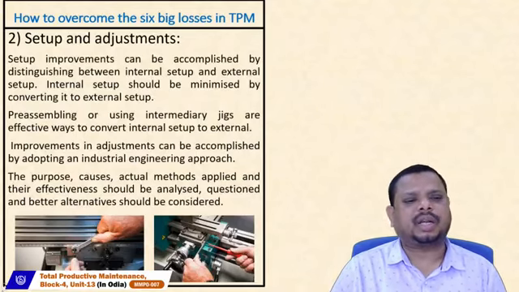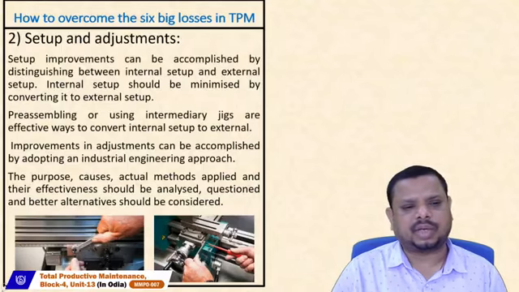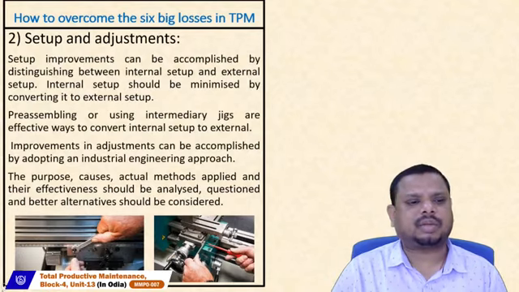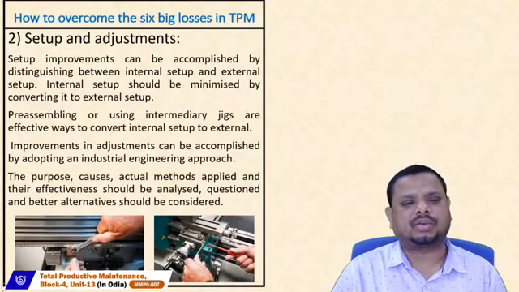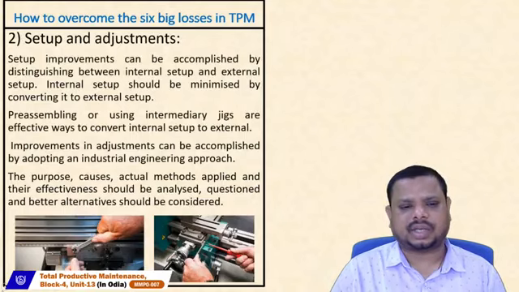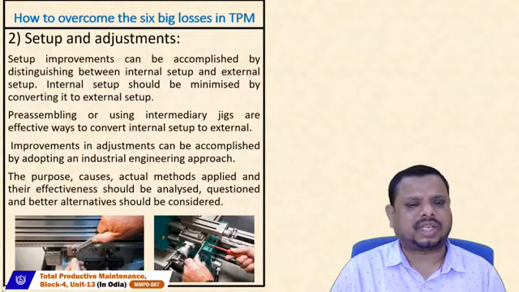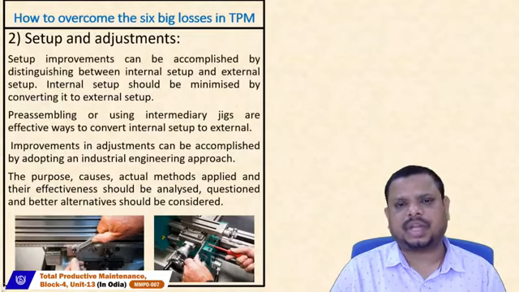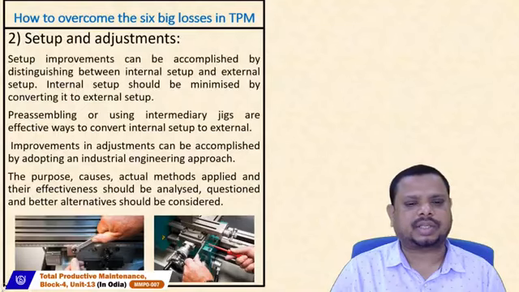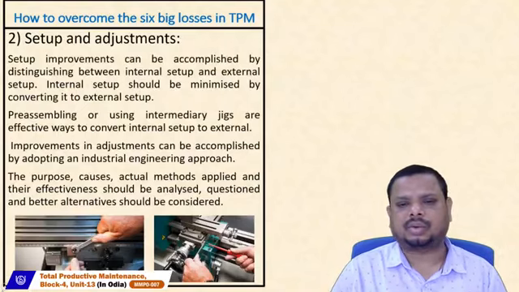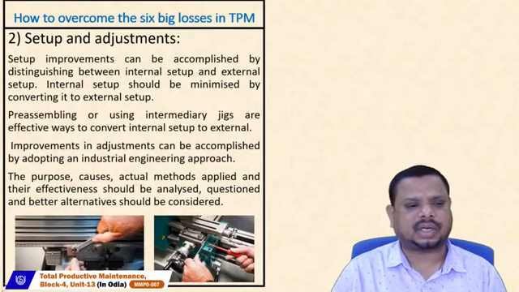Setup improvement can be accomplished by distinguishing between internal setup and external setup. Internal setup should be minimized by converting it to external setup. Pre-assembling or using intermediate jigs are effective ways to convert internal setup to external setup. Those who focus on mass production, batch production and continuous production systems use jigs and fixtures to convert internal setup into external setup.